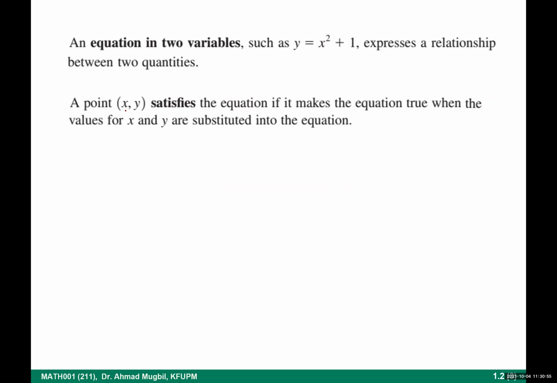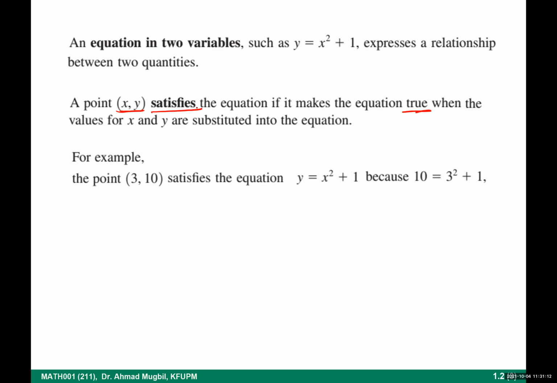So if you have a point (x, y), we say that it satisfies the equation if it makes the equation true. What do we mean by satisfy? Make it true. For example, (3, 10) satisfies this equation, while (1, 3) does not satisfy.